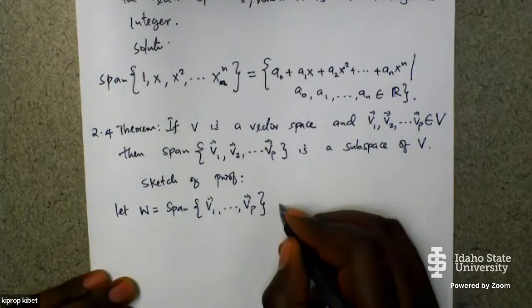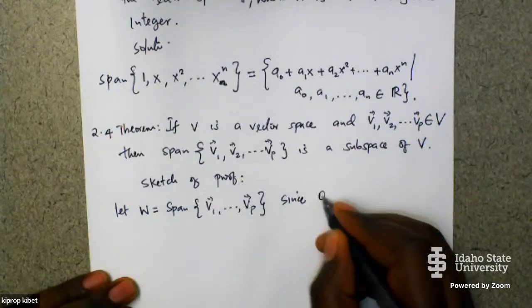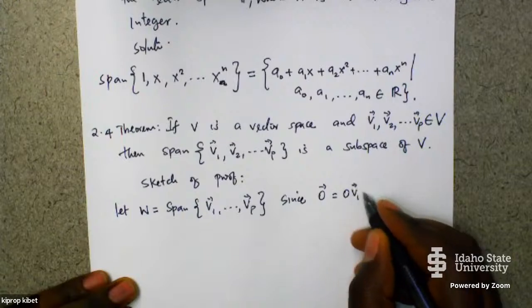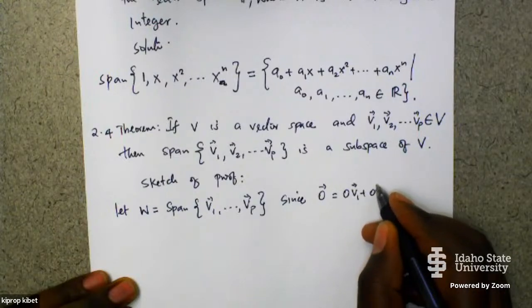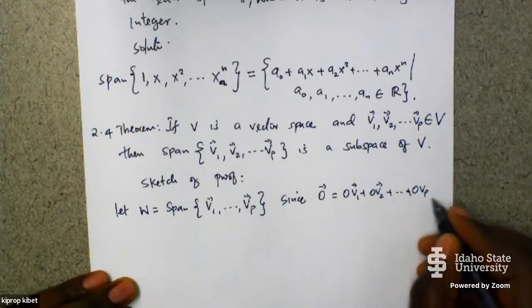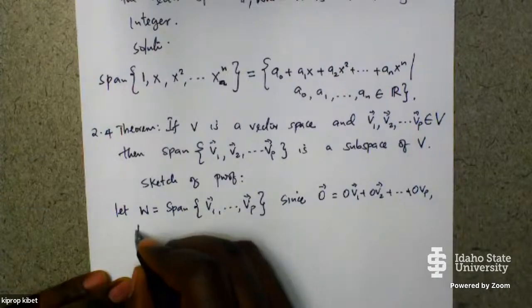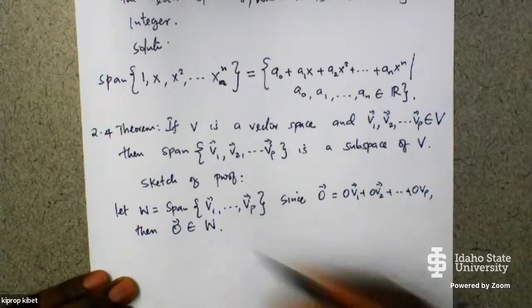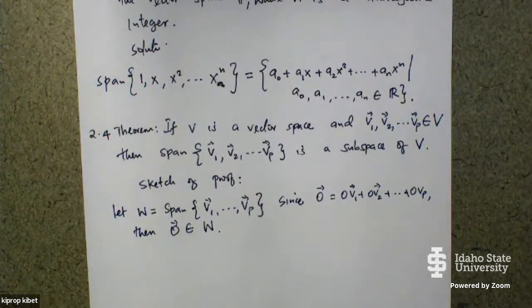Now, since the 0 vector is the same as 0 V1 plus 0 V2 plus 0 VP, then the 0 vector is an element of the span. So that is the first rule. You start with the 0 there, and you realize that this is also in the span.